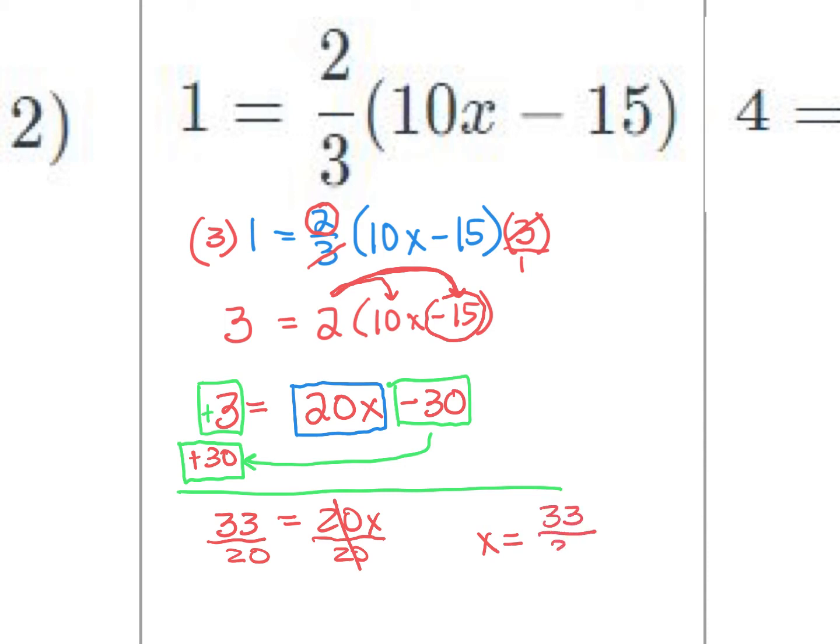33 over 20. So in this one, the big key was I multiply by this number on the bottom. By putting a big 3 over here, this 3 over 1, the top 3 will cancel the bottom 3. And the only thing that survives is the 2. So that's a new technique.